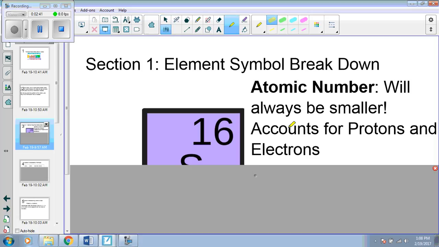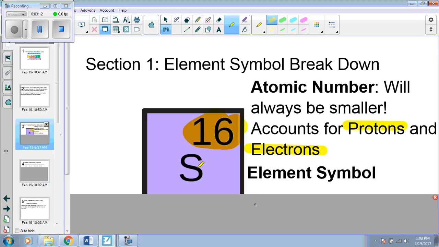Your atomic number also counts for 2 of the subatomic particles that we talked about in the last section of notes, which are your protons and electrons. Remember, your number of neutrons can vary, okay, and you're going to see that within isotopes. But the minute we change protons and electrons, now we're changing elements. So this atomic number is always going to be the same.